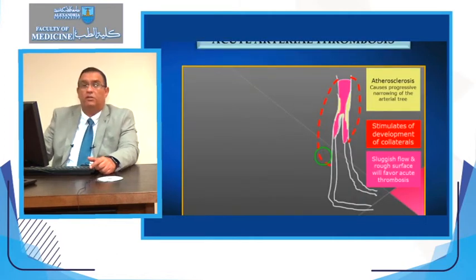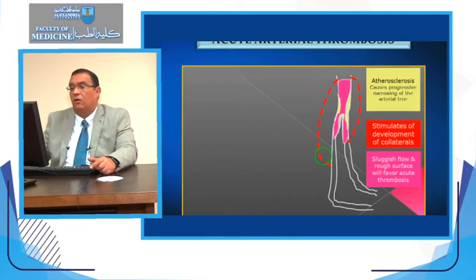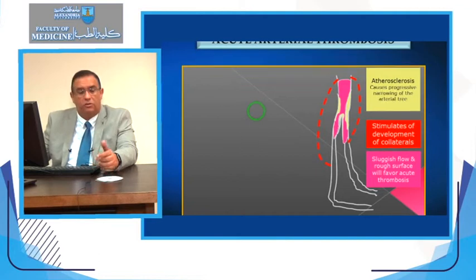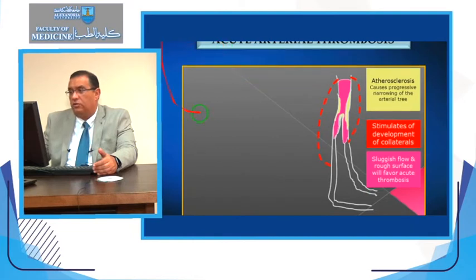What about thrombosis? Thrombosis occurs on an unhealthy or atherosclerotic artery. So atherosclerosis is the main factor in the occurrence of acute thrombosis. Atherosclerosis causes progressive narrowing of the arterial tree, as you see in this picture. This narrowing stimulates the development of collaterals. Here is the collateral development.